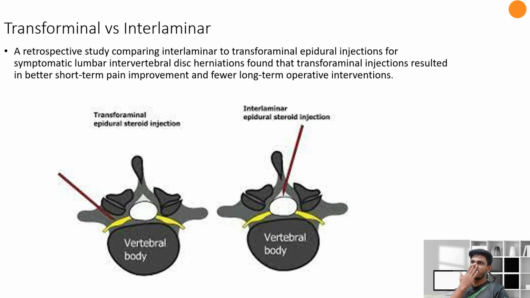And there are two types, transforaminal and interlaminar. Research has shown a good, well-placed transforaminal injection is better than an interlaminar ESI in terms of short-term pain improvement and fewer long-term operative interventions. All right.